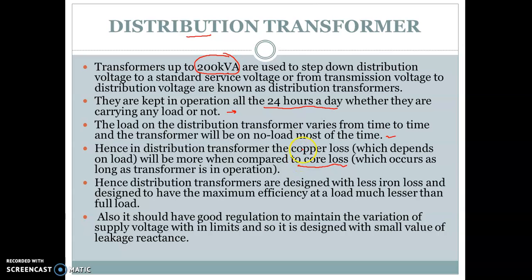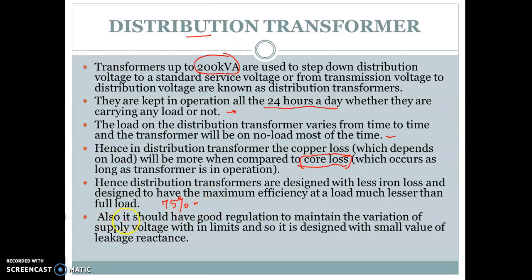Its copper loss will vary as compared to the core loss, which occurs as long as the transformer is in operation. Hence distribution transformers are designed with less iron loss and designed to have maximum efficiency at a load much lesser than full load. Its efficiency is designed to be maximum at around 75% load.